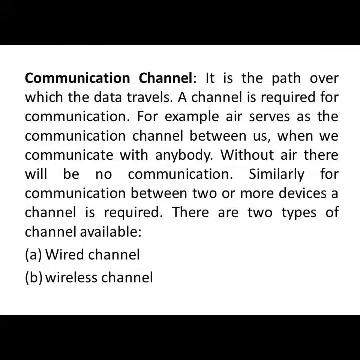Channel. It is the path over which the data travels. A channel is required for communication. For example, air serves as the communication channel between us when we communicate with anybody. Without air, there will be no communication. Similarly, for communication between two or more devices, a channel is required. There are two types of channel available: wired channel and wireless channel.